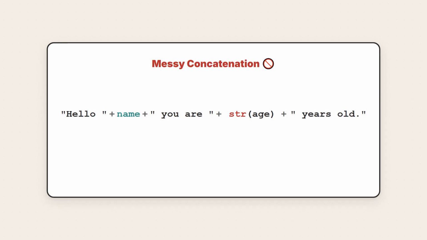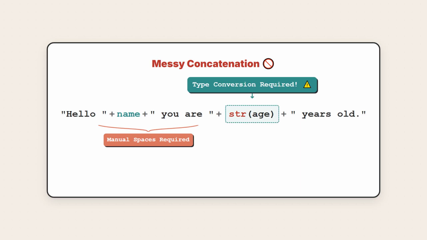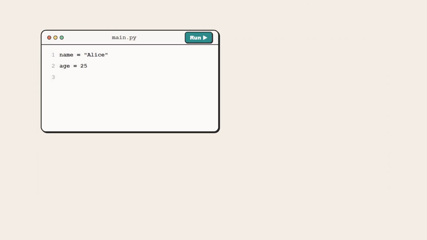Look at how messy that print line is. We had to add manual spaces between quotes, use multiple plus signs, and wrap our integer variable in the str function so Python wouldn't crash. To make this clean and easy to read, Python introduces f-strings.